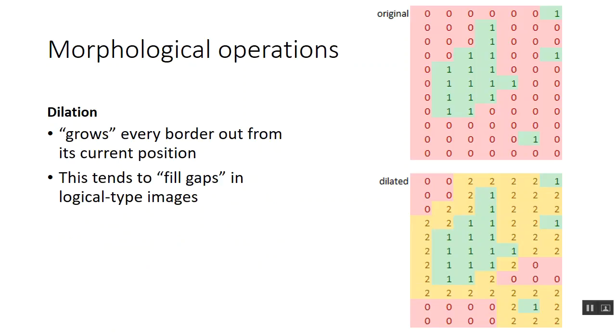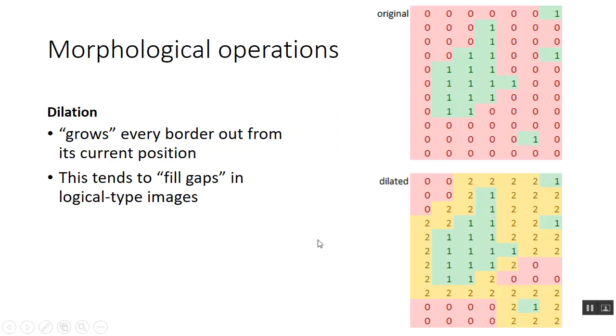Dilation grows every border out from where it is. So in dilation, if our original image is this green, all these little pieces, and we dilate it, then every bit of red that's touched by the green becomes green. So then that gets bigger. And you can see here's the twos. This is the change. All these things become twos. And these were at least one away from any contact. So it kind of inflates it, or it dilates it.